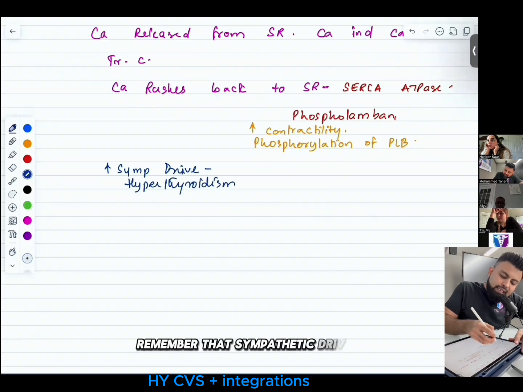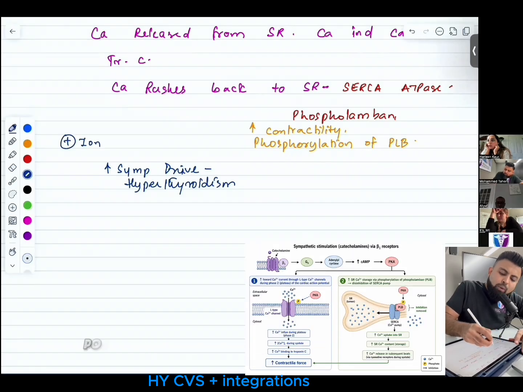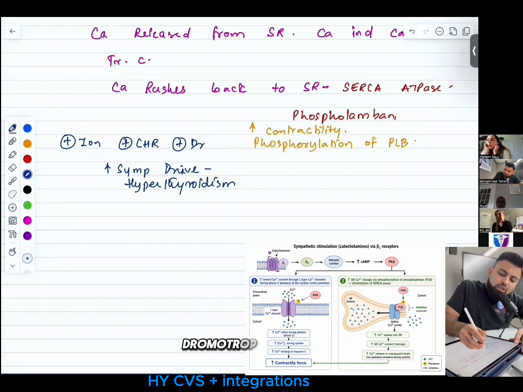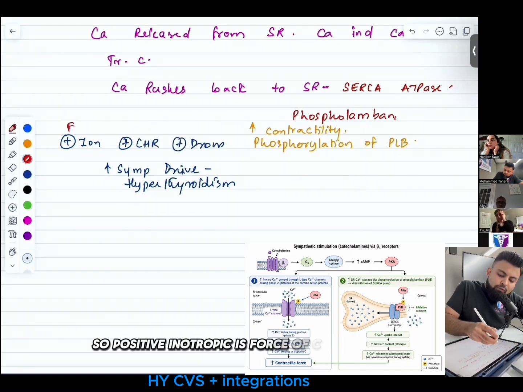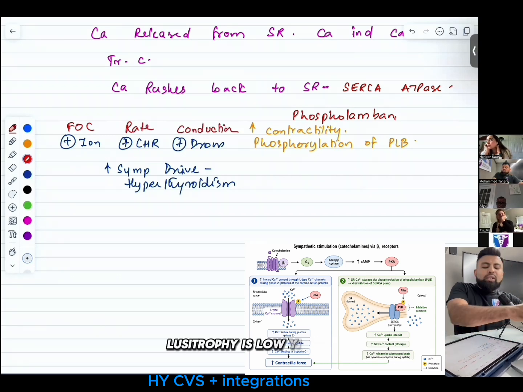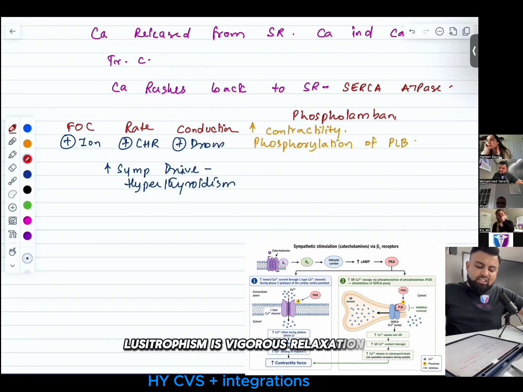Remember that sympathetic drive means positive inotropic, positive chronotropic, and positive dromotropic. Positive inotropic is force of contraction, chronotropic is maintaining the rate, and dromotropism is conduction. Lusitropy is low yield. Lusitropism is vigorous relaxation, which is low yield.